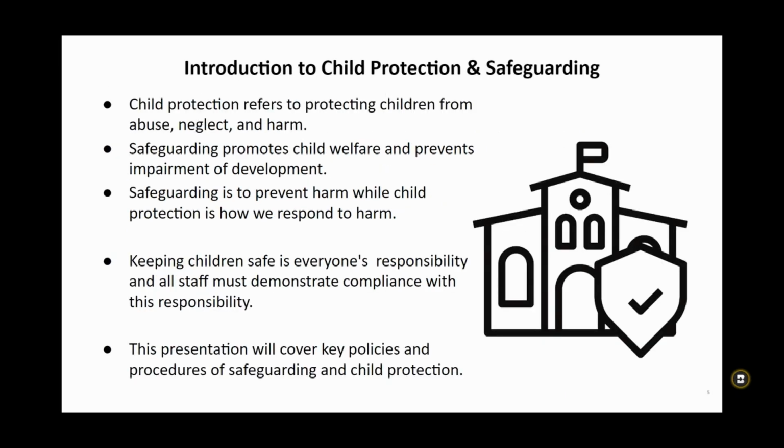So what is child protection and safeguarding? Child protection refers to protecting children from abuse, neglect, and harm, while safeguarding promotes child welfare and prevents impairment of development. Put simply, safeguarding is to prevent harm, while child protection is how we respond to harm. Keeping children safe is everyone's responsibility, and all staff must demonstrate compliance with this responsibility. This presentation will cover the key policies and procedures.